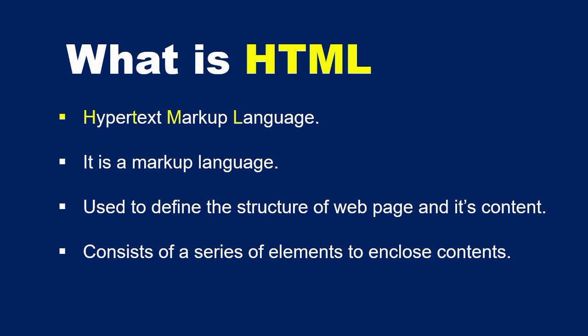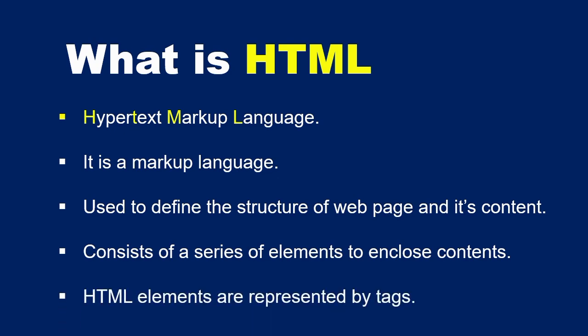HTML elements are represented by tags, and the tags basically are used to label pieces of content such as the heading, the paragraph, the table, and so on. The web browsers do not display the HTML tags on a web page. They just use them to render the content of the page.